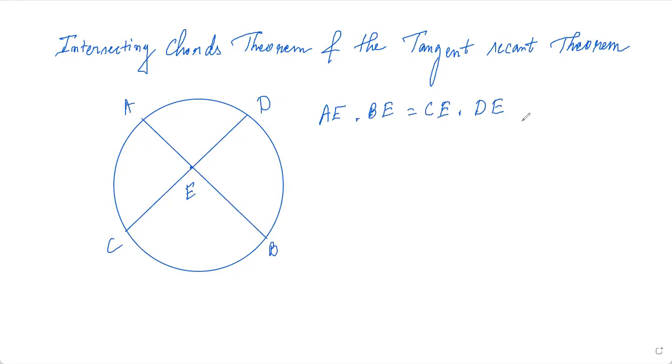You basically join AC and DB, and you prove that triangle ACE is similar to triangle DBE and find out the ratio. Okay. Now coming to the tangent secant theorem.